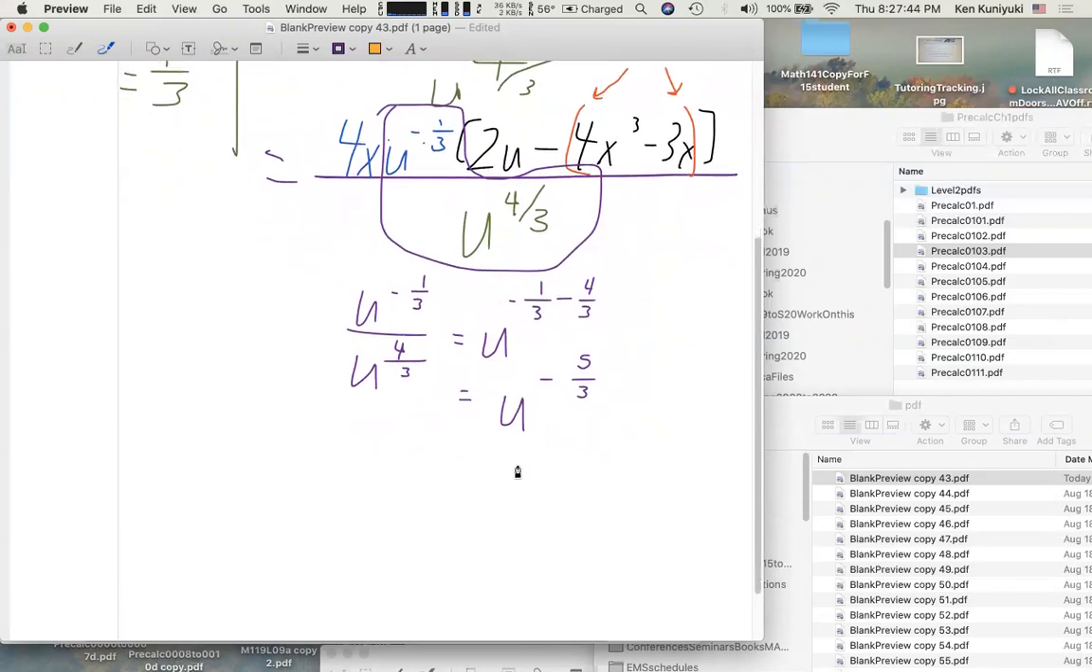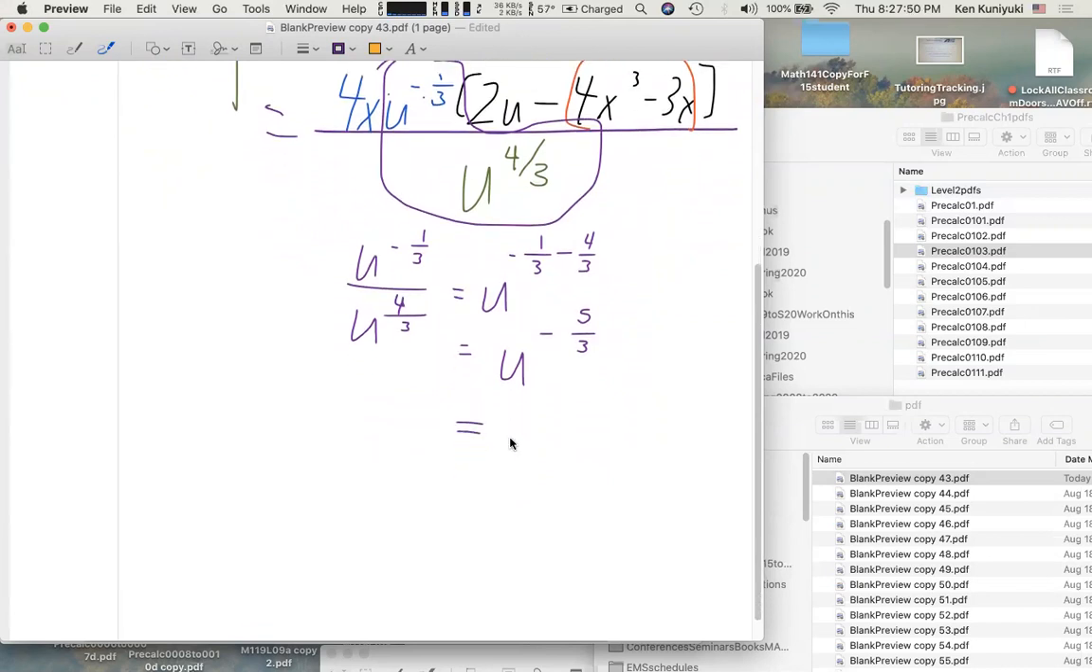What's another way of writing that? Because we don't like negative exponents in the end. What's another way of writing that? Yes. 1 over u to the +5/3. It's that jumping rule. Yeah. Well, 1 over u to the 5/3. Don't forget the, 1 over u to the 5/3.